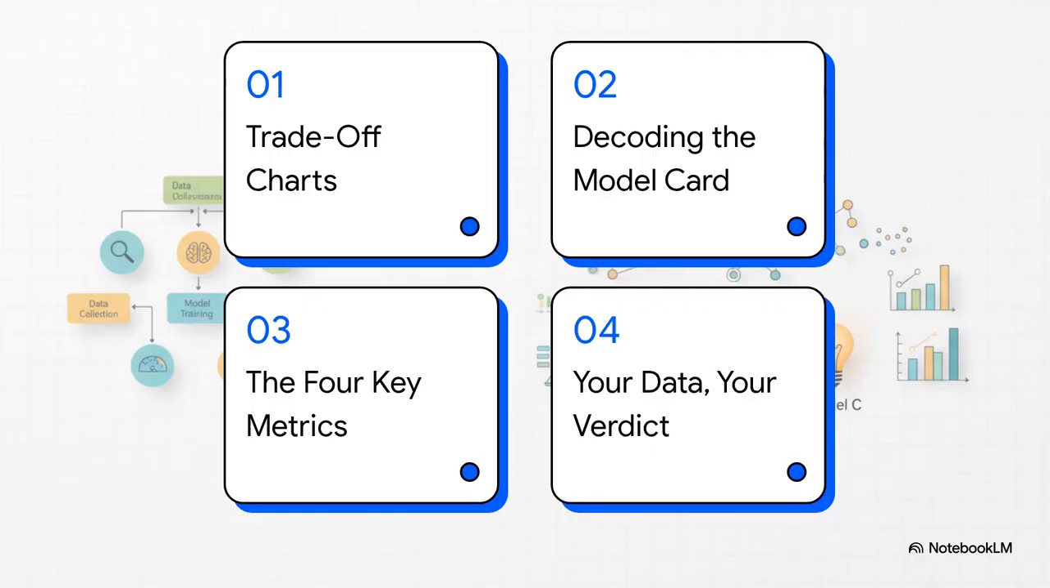So here's our game plan. First, we're going to tackle that big picture view using something called trade-off charts. Then, we'll zoom in and learn how to decode the model card for any single model. After that, we'll break down the 4 key metrics you absolutely need to know. And we'll finish with what is, honestly, the most important part, making that final call using your own data.